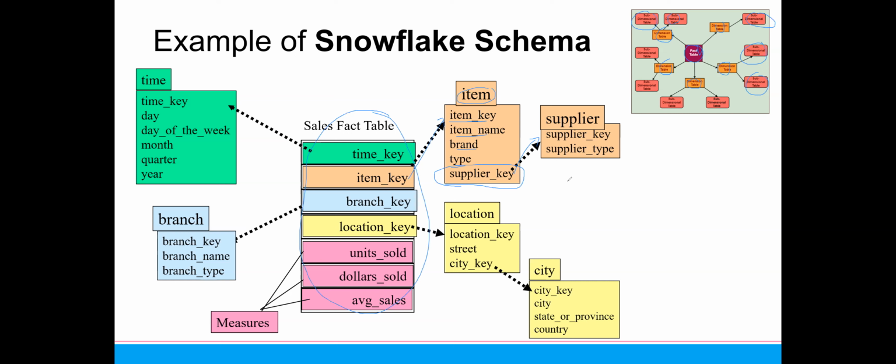Or the location, we have the city key, and it connects to another dimensional table, which is the city. So we call this a snowflake schema. So one attribute in the dimensional table can connect to another dimension.